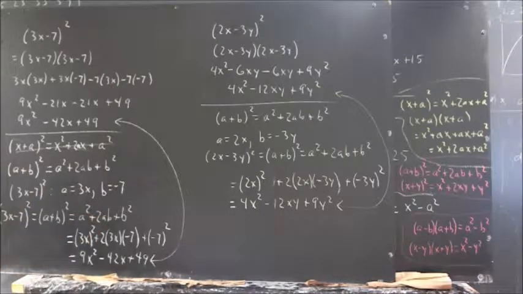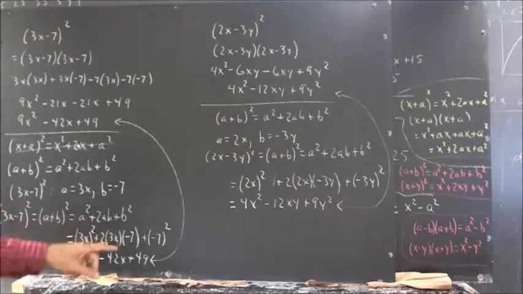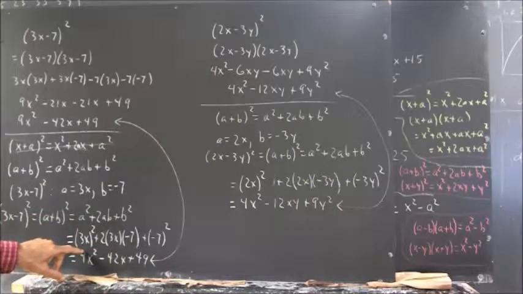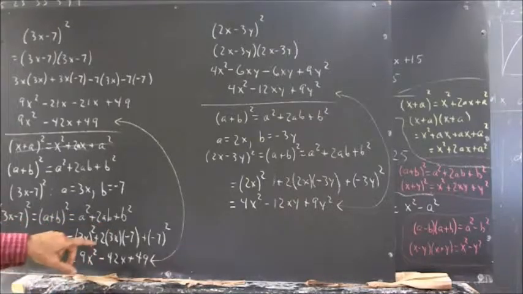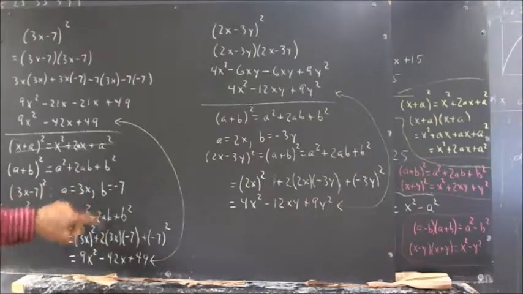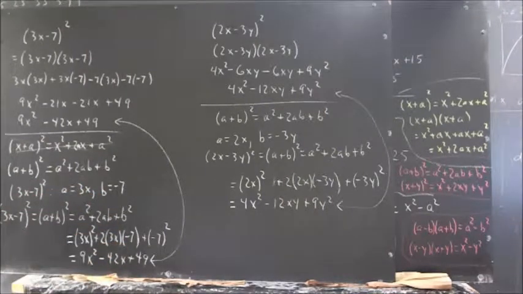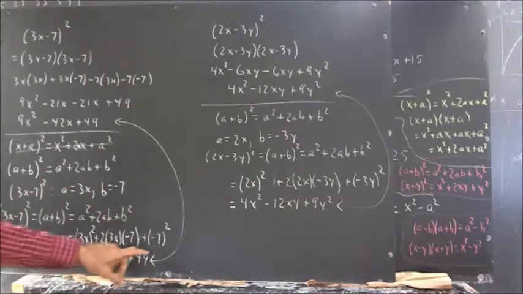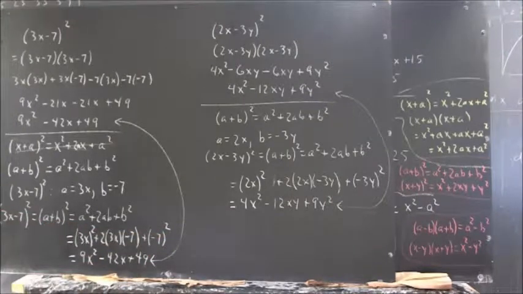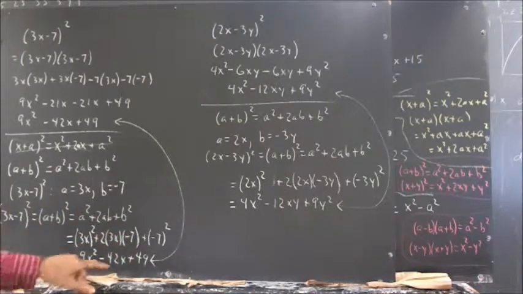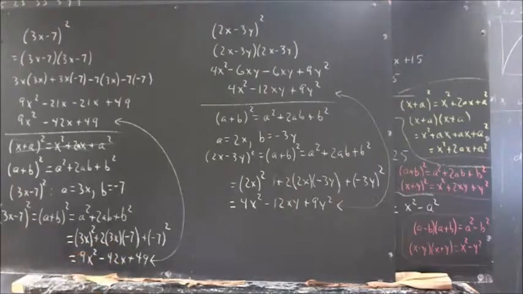And then we substitute the 3x for the a and the negative 7 for the b. So a squared becomes quantity 3x squared. 2ab becomes 2 times 3x for the a and negative 7 for the b. So it's 2 times 3x times negative 7. And then b squared is the square of negative 7. Simplifying this, (3x) quantity squared gives us 9x squared. Multiplying 2 by 3 by negative 7, we get negative 42x. And we get the 49.